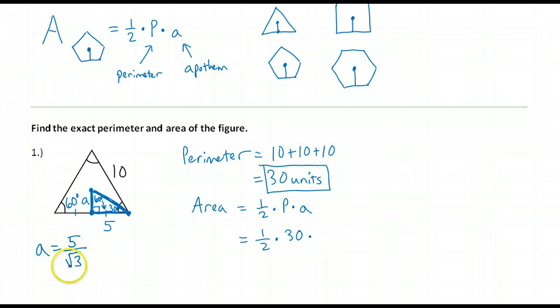Now I need to simplify this answer. To simplify, I need to rationalize my denominator. And I end up with my apothem being 5 square roots of 3 divided by 3.